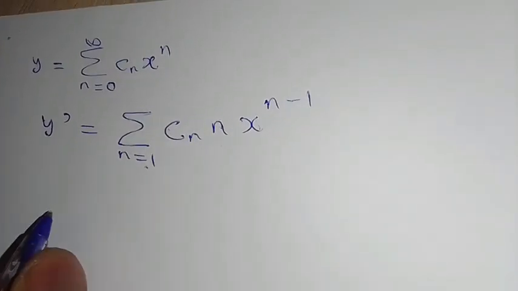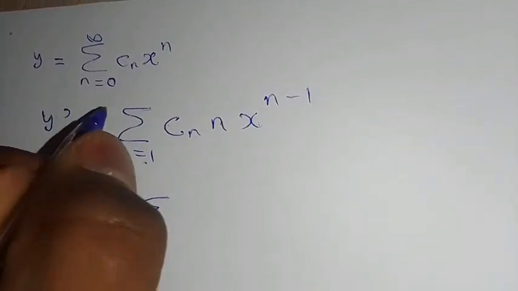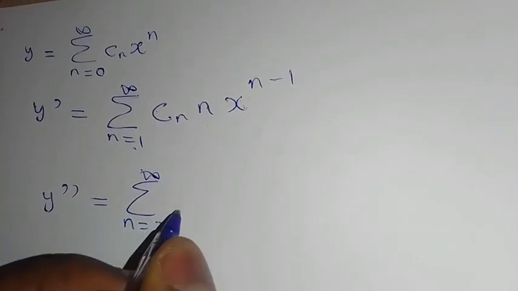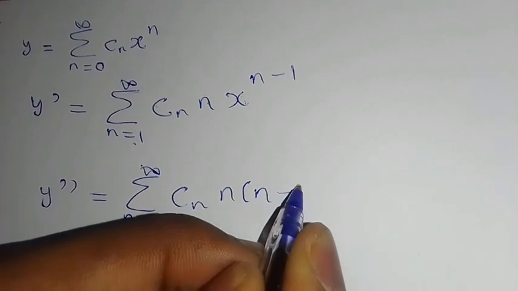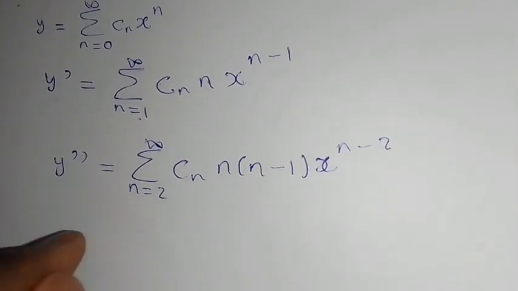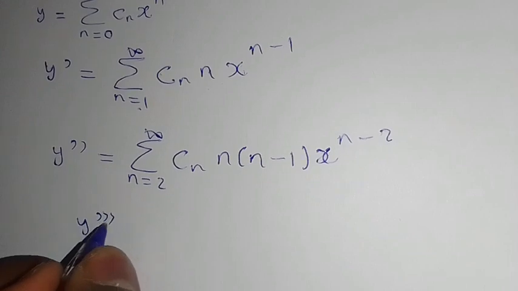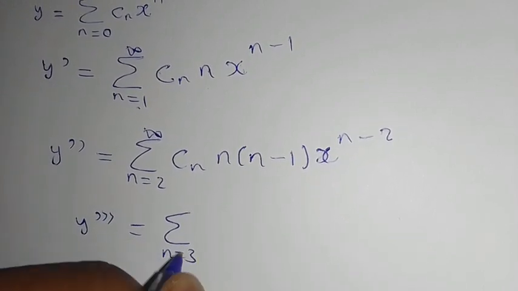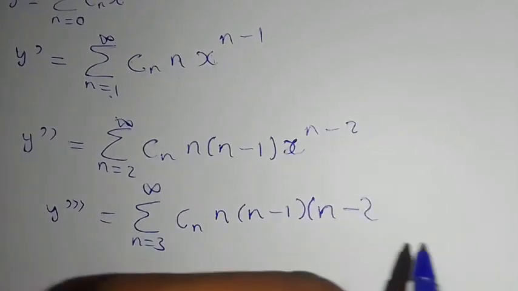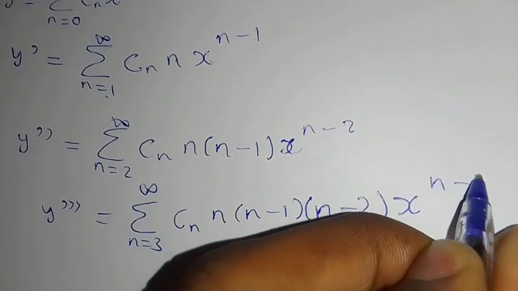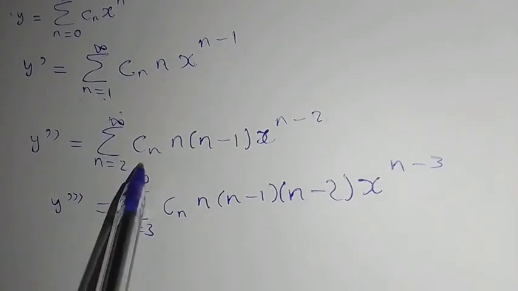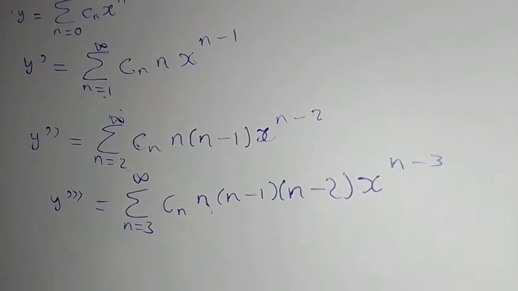Okay, so similarly, we know that the second derivative of that will basically start at 2. Then we go to infinity, then we take the derivative of that one. So we just end up with something like this, x to the power of n minus 2. If we take the third derivative, we're just going to end up with something like this. If you take the nth derivative, it's a similar process. So you have cn, n minus 1, n minus 2, and you have x to the power of n minus 3. Notice what happens here. The first derivative started at 1, the second derivative started at 2, the third derivative started at 3, and you just progress like that.